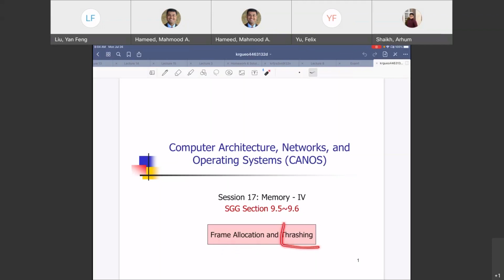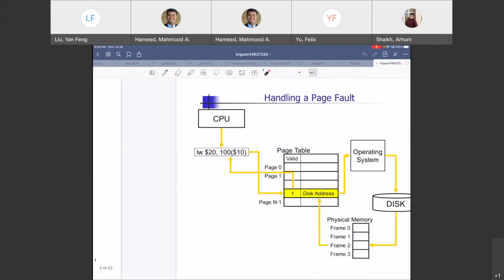Then we'll talk about a related concept of thrashing. Thrashing essentially means programs do not have enough frames in the physical memory to make progress, so they keep page faulting and they don't make any progress. So that's called thrashing, and we'll talk about that as well.